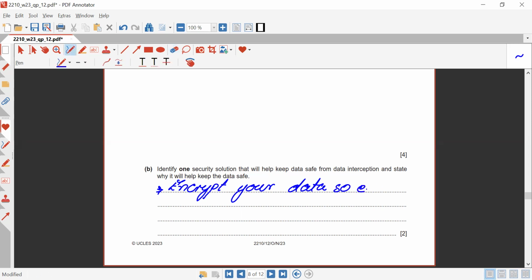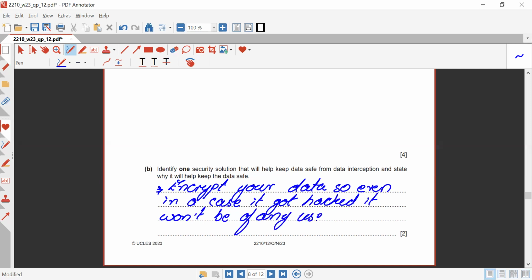so even in a case it got hacked, it won't be of any use until decrypted or decoded. So to decrypt a code is quite difficult, until you have the key.